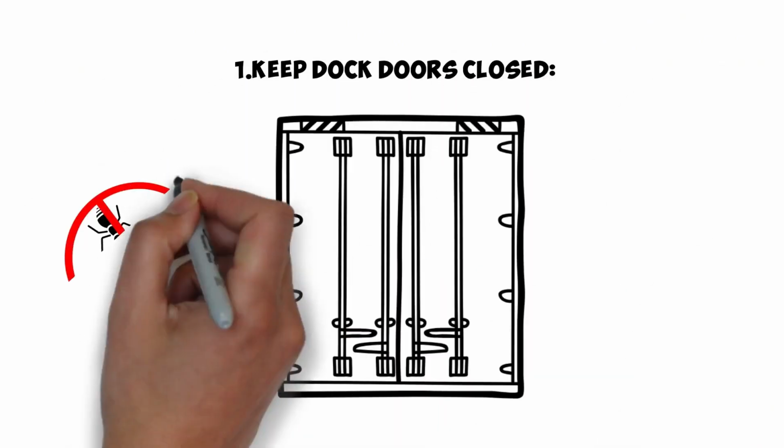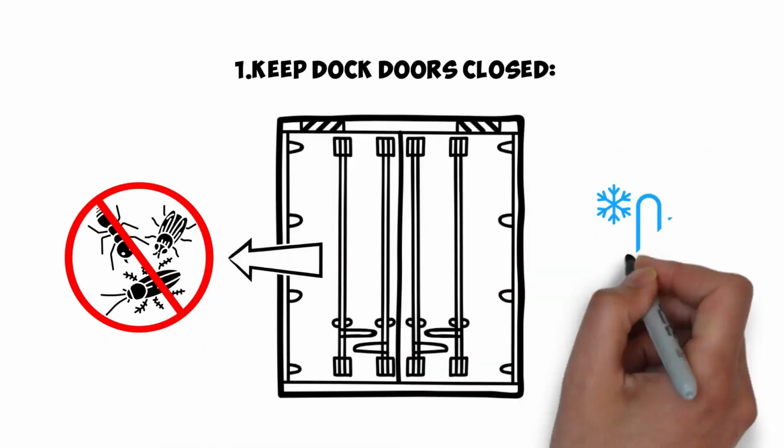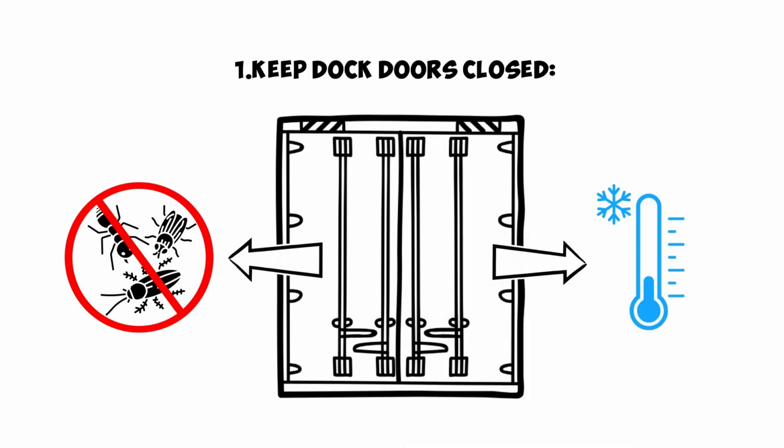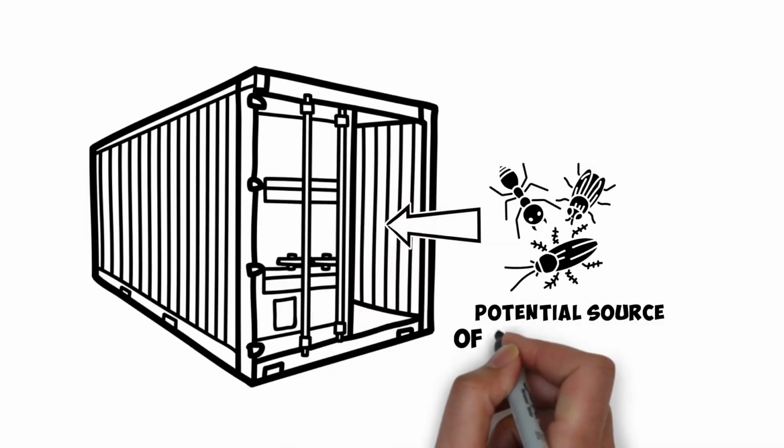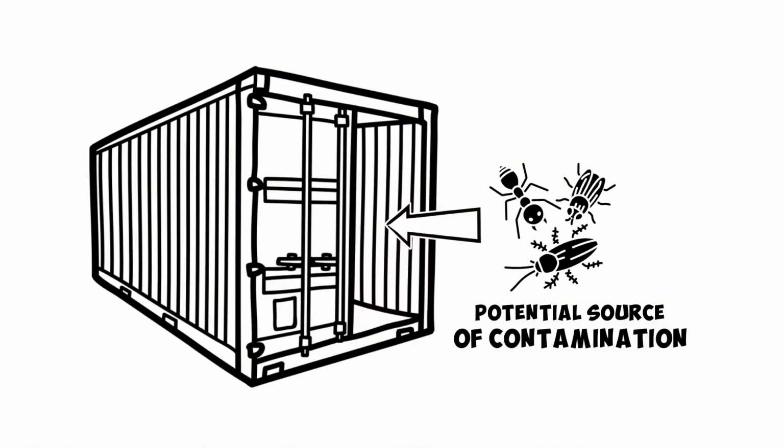Keep dock doors closed. This prevents pests, helps maintain the right temperature, and keeps our facility secure. This type of security breach can allow a potential source of contamination that would threaten a customer's product.